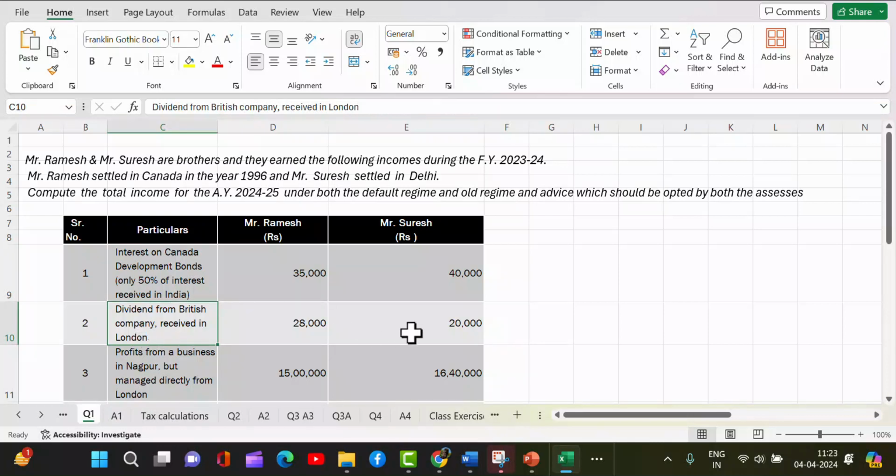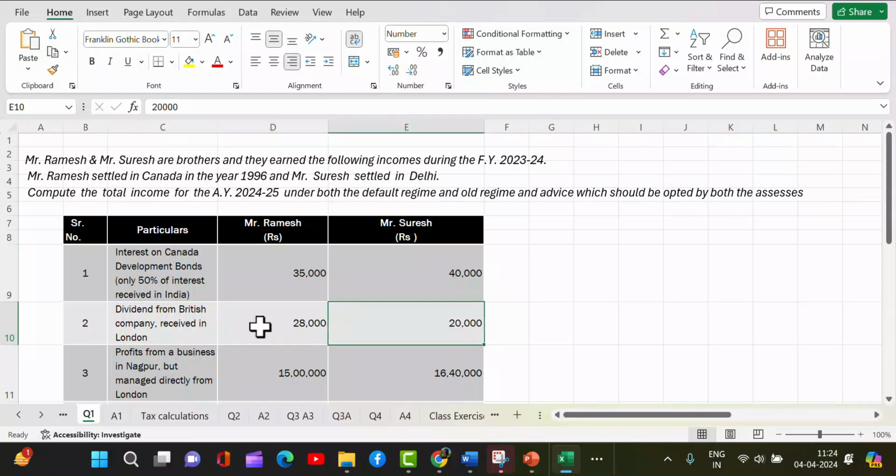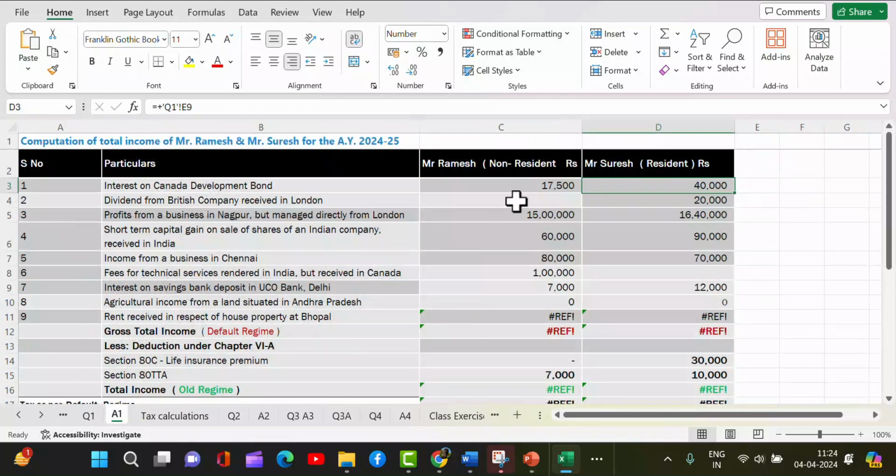Dividend from British company received in London. So tell me, Ramesh is NRI, isn't it? Yes, Ramesh is settled in Canada. He's NRI. So what will happen in both cases? Will they have to pay tax? For Ramesh, he doesn't have to pay tax. Suresh has to pay tax on the whole amount, the entire 28,000. So there will be no tax here for Ramesh, but Mr. Suresh, because he is a resident, his entire income is taxable.